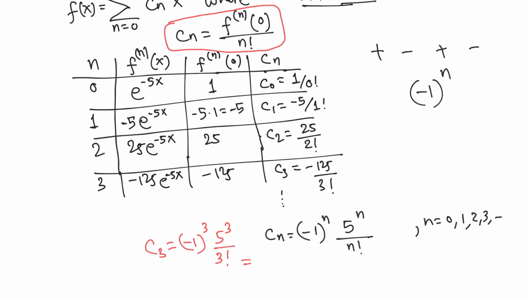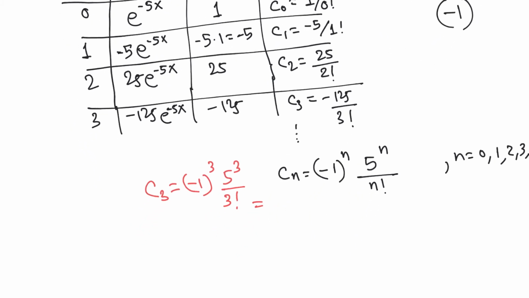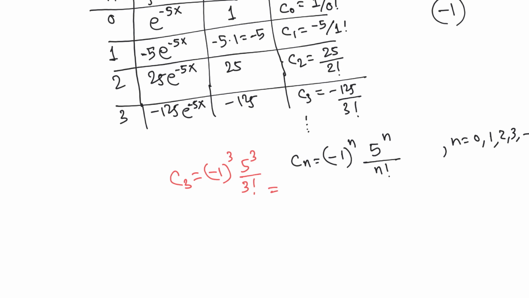Negative 1 cubed is just a negative number. 5 cubed is 125 over 3 factorial. Okay, that is what we have here. Negative, 5 cubed is 125, sorry, that's true. So the formula that we found here is correct. Okay, so we got the correct formula for Cn.